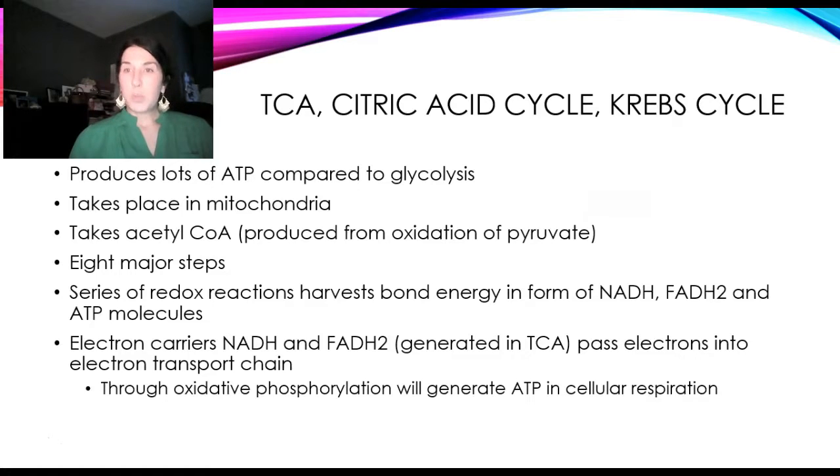Acetyl-CoA, which we know is produced once pyruvate is oxidized, is utilized primarily in the citric acid cycle. And there are a number of redox reactions where energy is harvested and ATP molecules or energy molecules are produced, which is what we want because that's the end game of the TCA cycle. That's the whole point. And electron carriers such as NAD and FADH2 pass electrons to the electron transport chain, ultimately generating ATP, and cellular respiration is what we get in the end.